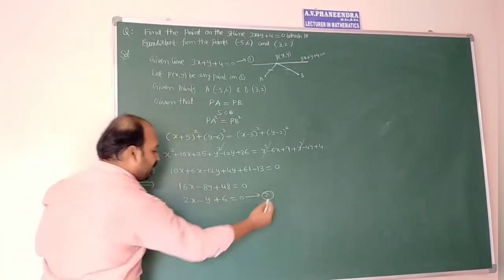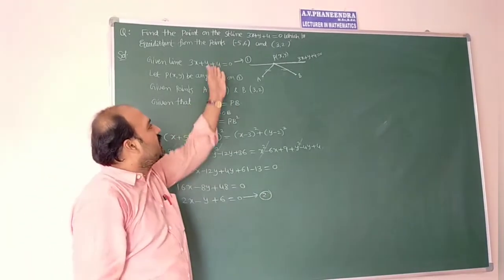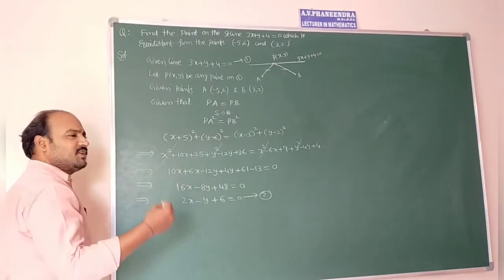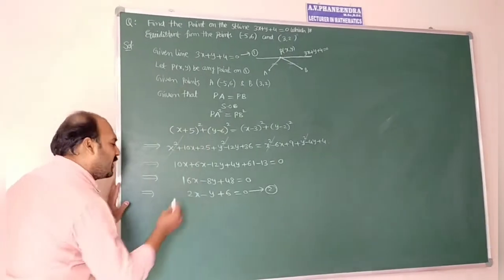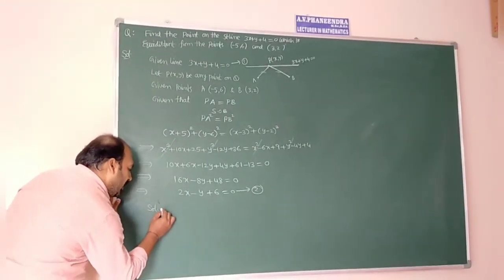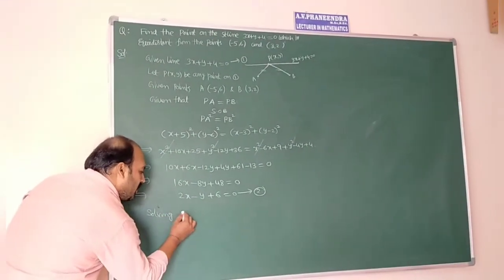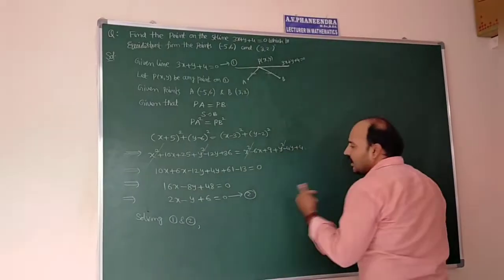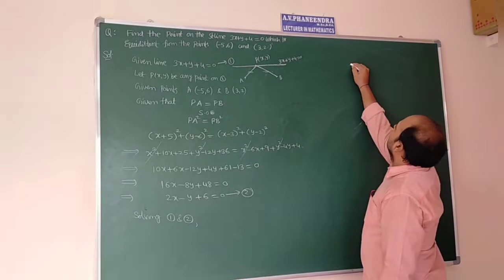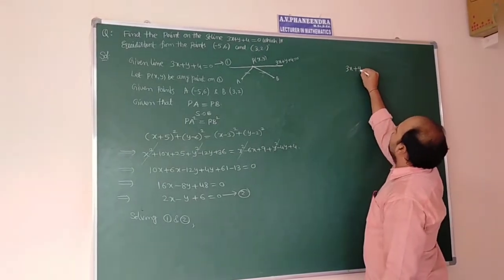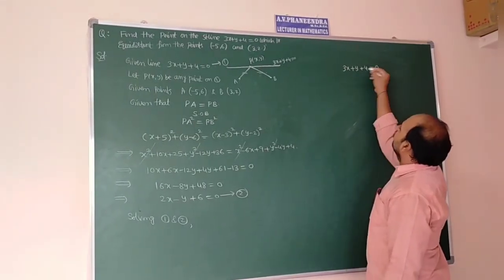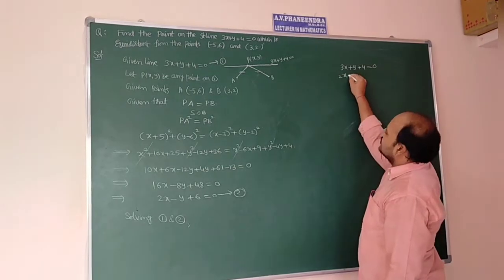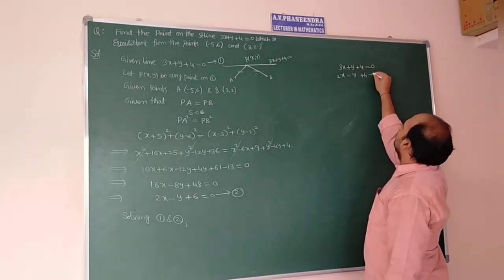Equation number 2. Solving equation 2 and equation 1, by using the elimination method, otherwise the cross multiplication method. Solving 1 and 2, I am doing the elimination method, easily. 3x plus y plus 4 equal to 0, and 2x minus y plus 6 equal to 0.